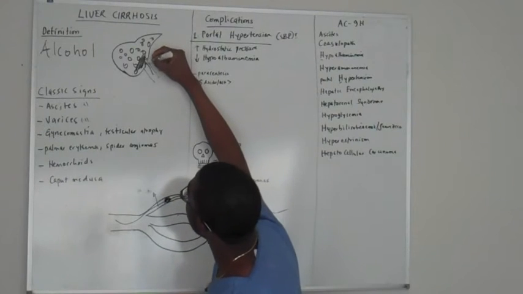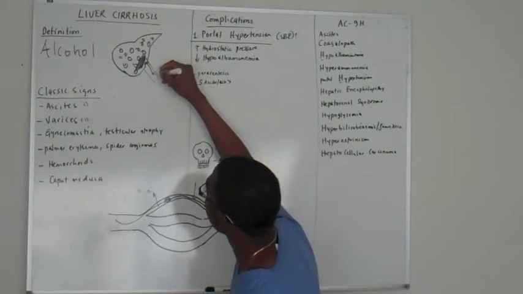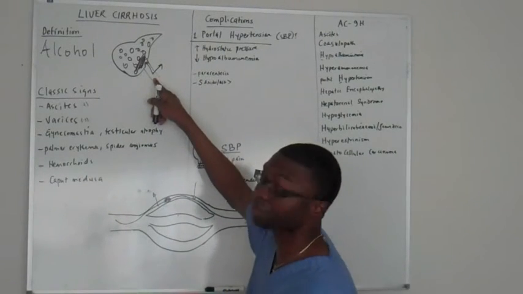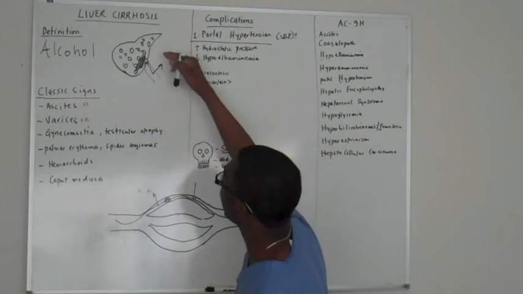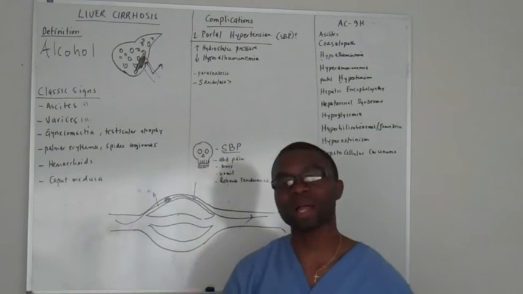Because think about it. If blood is trying to get through the venous system, it can't. It has to go somewhere. So pressure starts to build up. That's why we call it hypertension. The blood leaks out into what? To the peritoneum, right? So you get this huge belly, right?